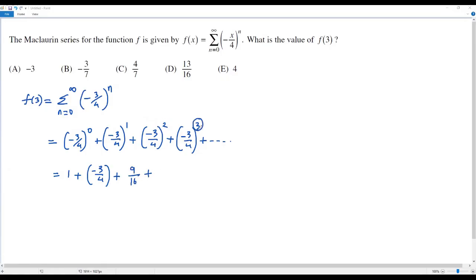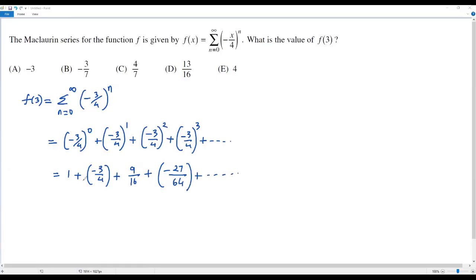When I take this exponent 3 for this negative 3, it will become negative 27. Since this is an odd exponent, this negative will remain the same. So negative 3 to the third power is negative 27. When I take this exponent 3 for this denominator, 4 cubed, that is 64.